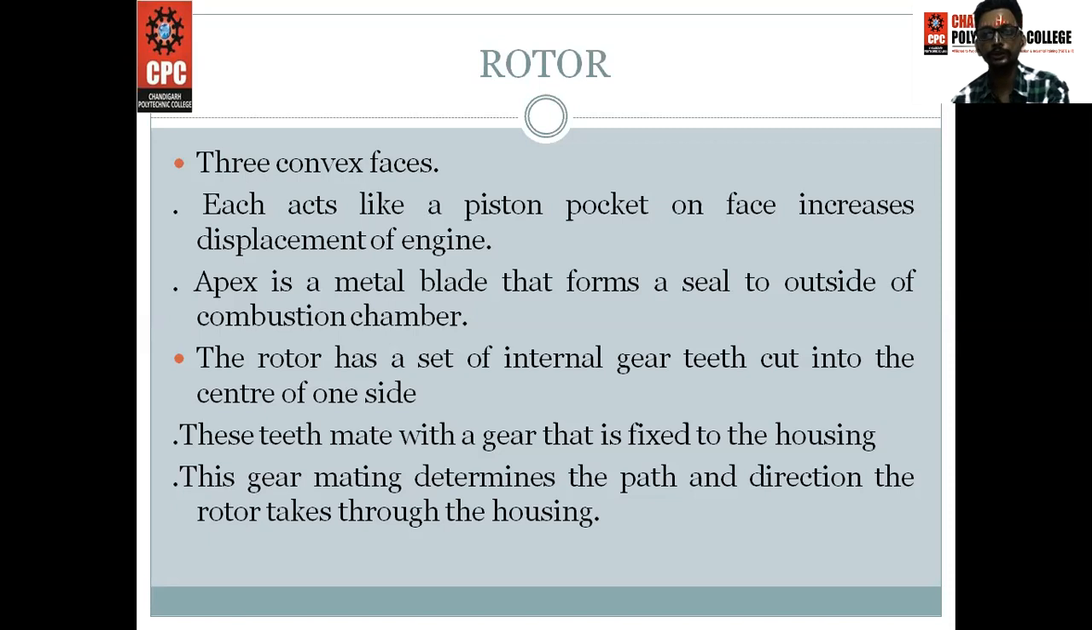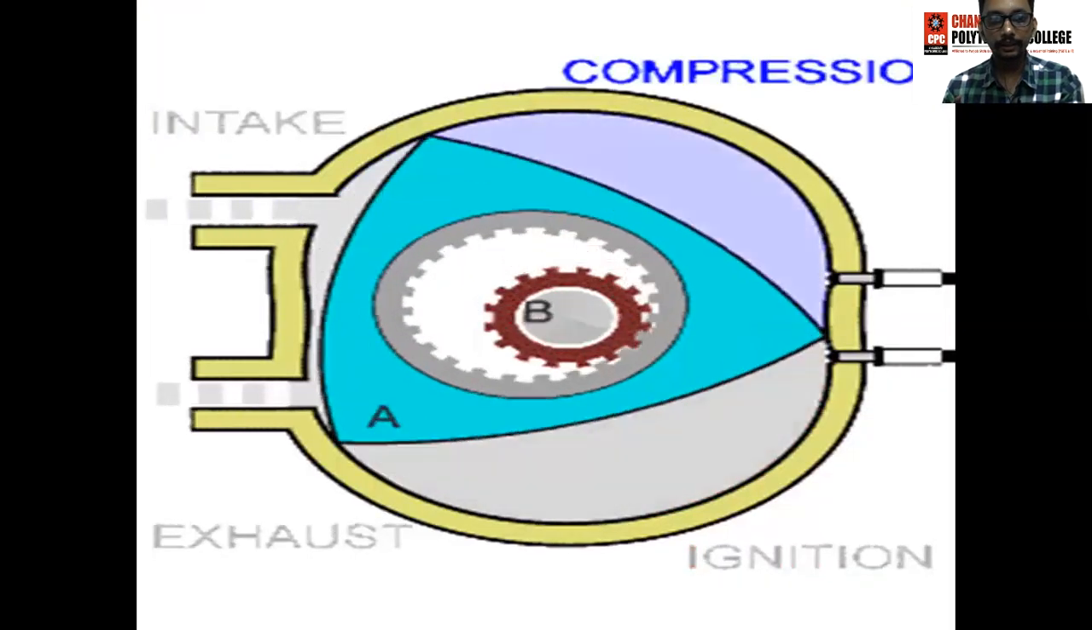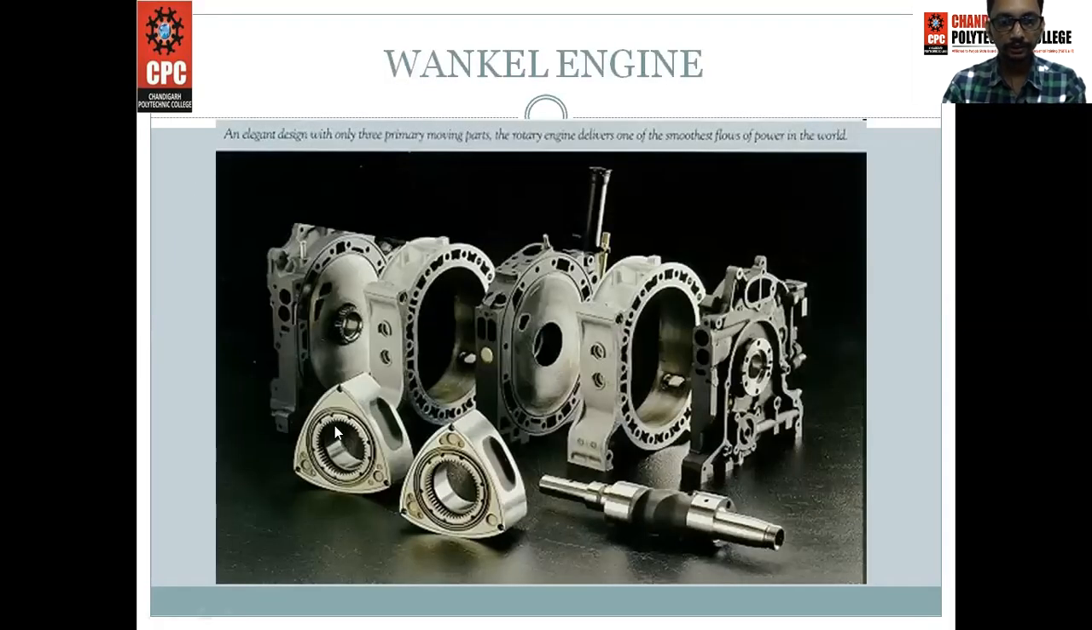The Wankel engine has a three-sided rotor, all sides of equal width, and the apex is a metal blade that seals the outside chamber, right? This is the three-sided shape with apex blades which seal the chamber, and this is your housing. The rotor moves eccentrically on the eccentric lobe. This is a lobe, and the Wankel engine rotor moves eccentrically on this portion of the slide, right?